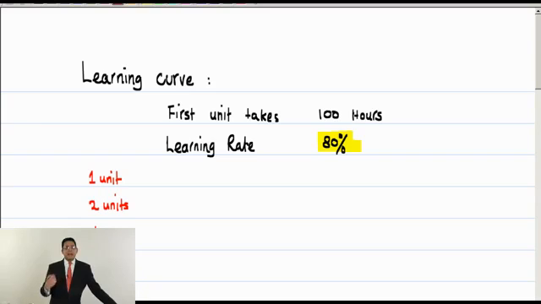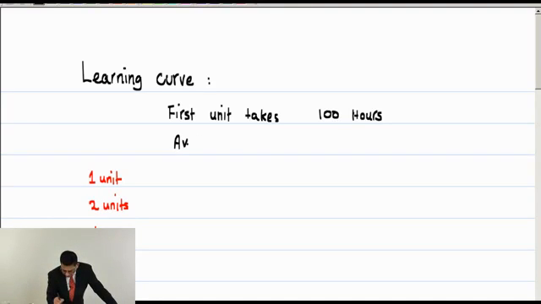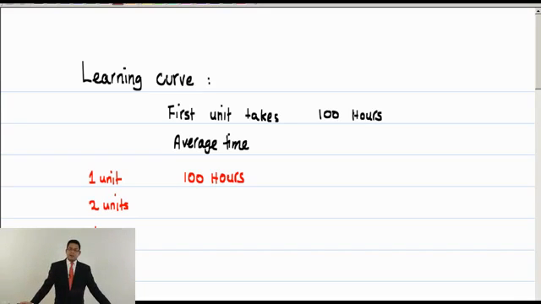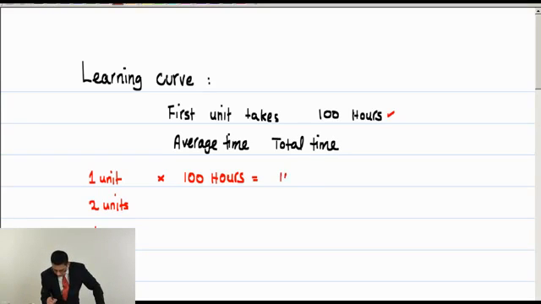So if this column is for the average time, can we say that first unit will take 100 hours? Okay. First unit will take 100 hours, so average time of one unit will also be 100 hours. Meaning to say is this, when we produced one unit, it took 100 hours. So can we say 1 unit multiplied by 100 hours, the cumulative or total time comes to 100 hours? Is it okay? So if total time is 100 hours, average time will also be 100 hours because it's the very first unit. Now let's see the doubling effect.